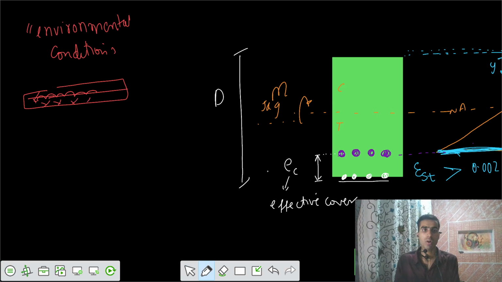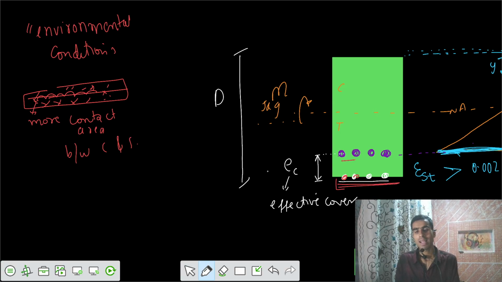There should be a better bond between the concrete and the steel. That's only possible when there is more contact area between steel and concrete. And for that you should have some concrete from the bottom side also. If you're using the steel bars at the bottom side, there is no concrete from the bottom side, so there is lesser bond developed as compared to if the bars are placed at some level from the bottom. So based on these two things, we are keeping some cover that we call as effective cover.